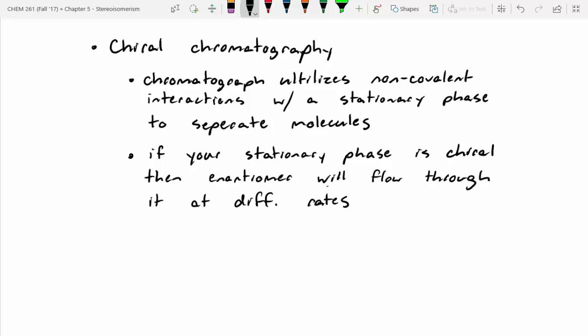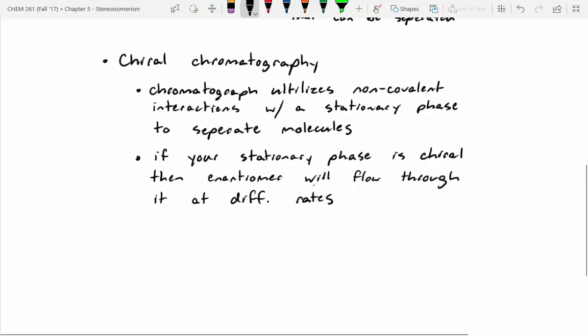It's a little bit weird to think about, but if you've got a chiral stationary phase, that essentially has a handshake type interaction with the corresponding enantiomer that fits it. So those will dock and kind of hang on more tightly than the ones that are the opposite hand that can't lock in. And so you can actually separate your enantiomers using chiral chromatography.